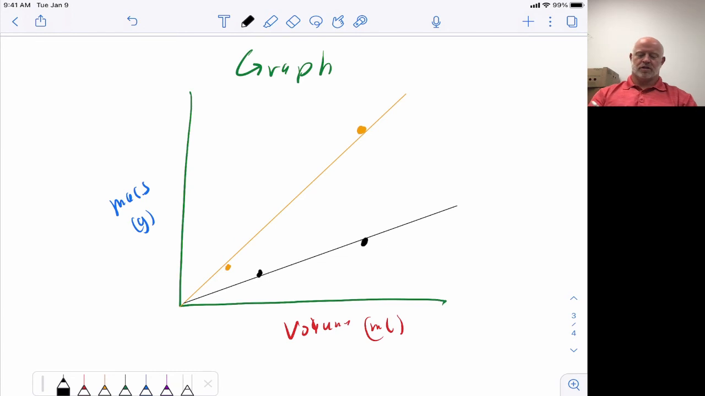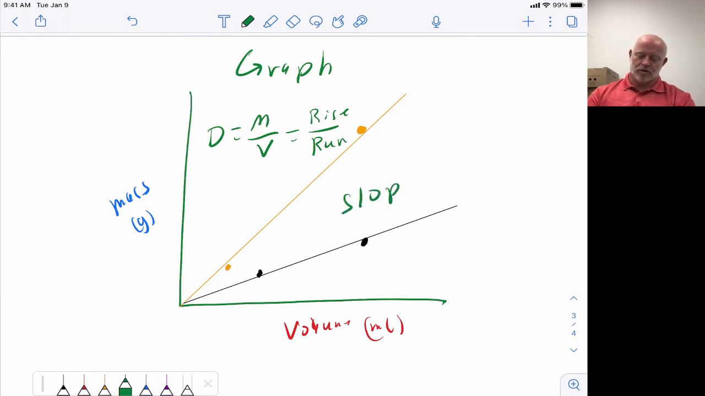Now notice, we know that density is mass divided by volume. So graphically, it's our rise over our run. Okay? So graphically, what we're saying here is that the slope equals density.